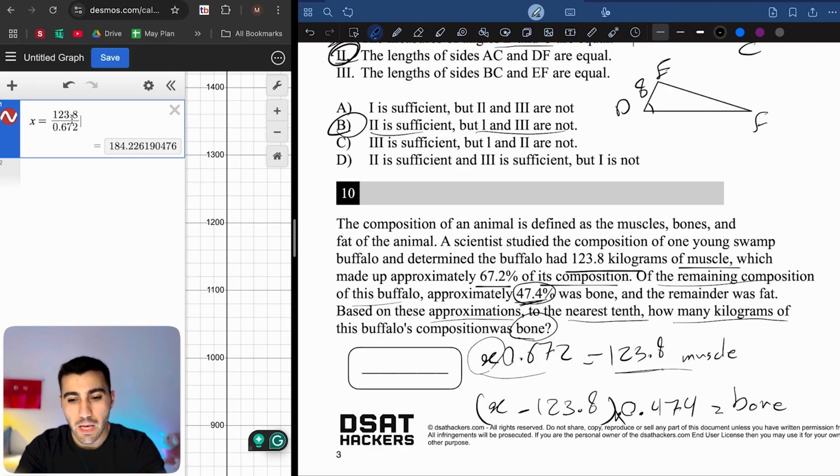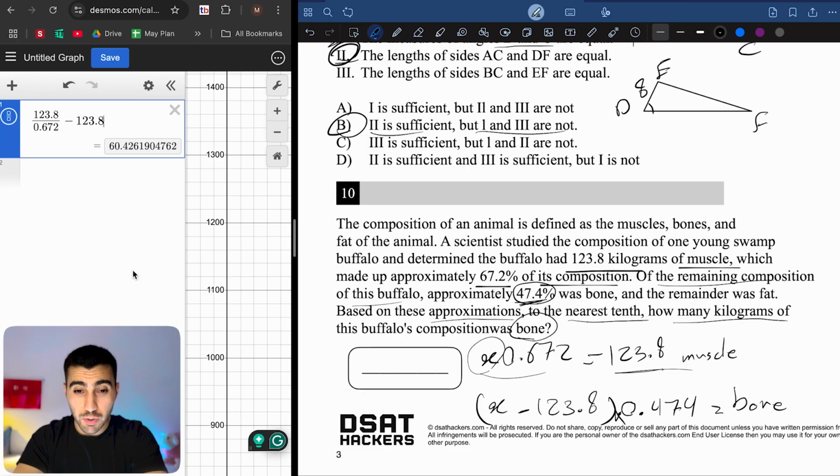Now X minus 123.8, the real composition minus 123.8, is the remaining, which is 60.426. 47.4% of this remaining is bone. That's what we look for. How do we find 47.4% of this? Well, we multiply by 0.474. So this is how much bone we have. Rounded to the nearest tenth, it's going to be 28.6.